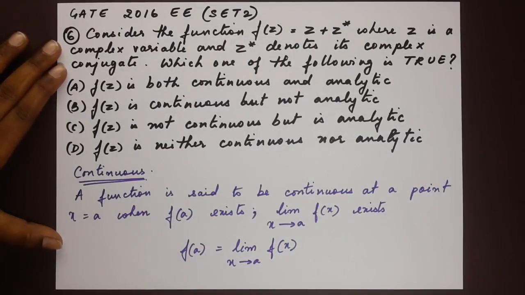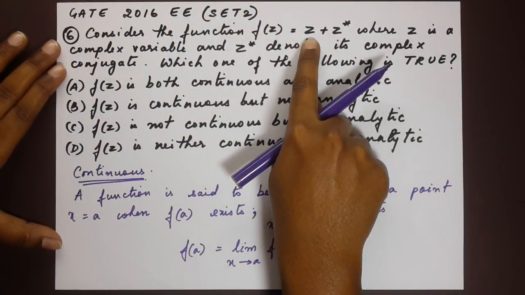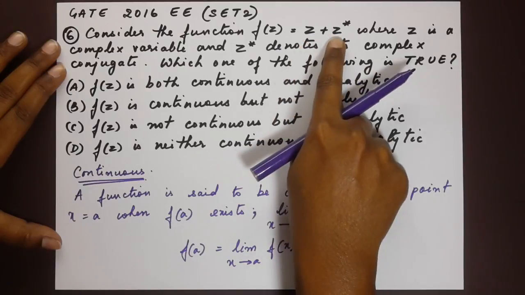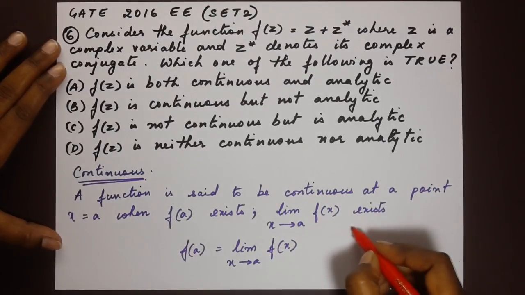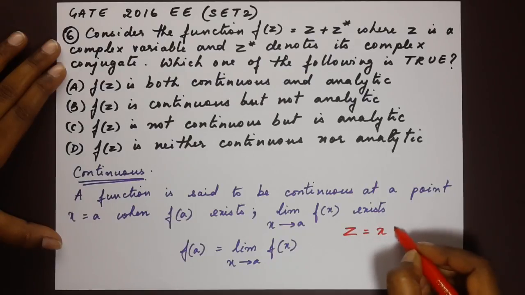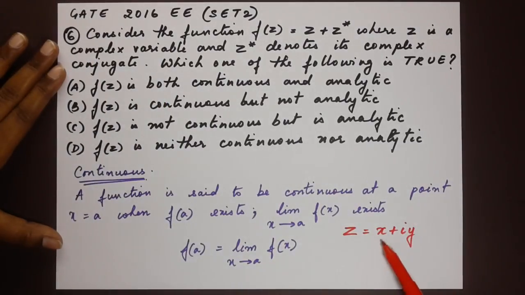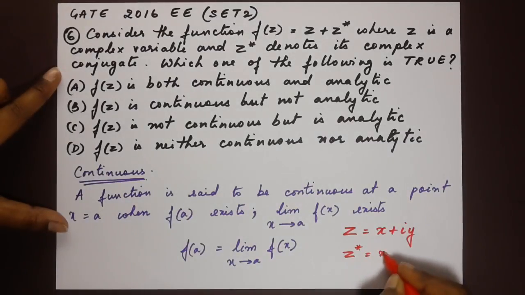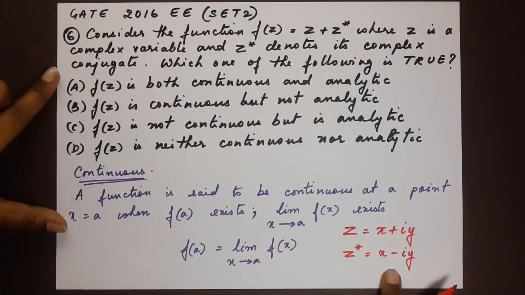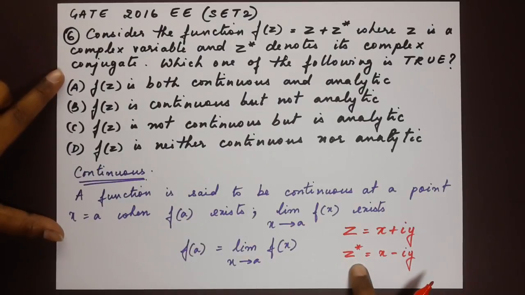So if we take a look at the function given to us, f of z for a certain complex variable z, and its conjugate. Let me just write that down here on the side. Now let's assume that z is x plus iy, where this is a complex term. Now the conjugate, z conjugate or z star, would be written as x minus iy, since it's the conjugate. So we have z and z conjugate.